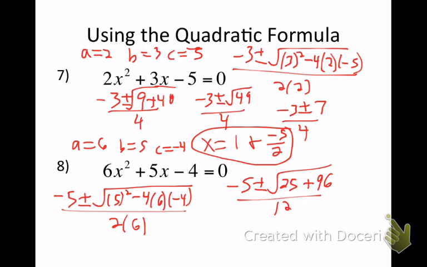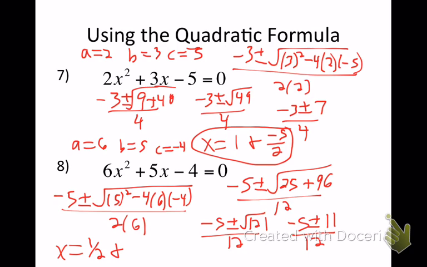So what's 25 plus 96 going to give me? So I have negative 5 plus or minus the square root of 121, all over 12. What's the square root of 121? So negative 5 plus or minus 11 all over 12. Now I simplify. What's negative 5 plus 11? 6 over 12 is? What was it? 1/2.